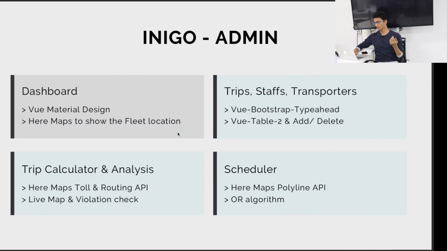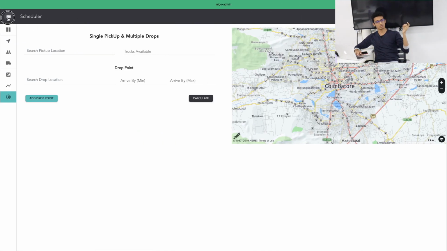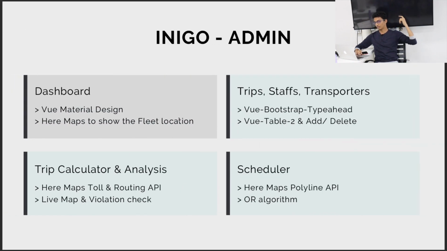And yeah, so I've used the following for the dashboard view: Material Design, and the dashboard which is showing, and Here Maps API was used to show the fleet location and everything. In the trips view, Bootstrap Typeahead was used to show suggestions when you're typing the locations, and Vue Table 2 was used to show the data, with add and delete features.